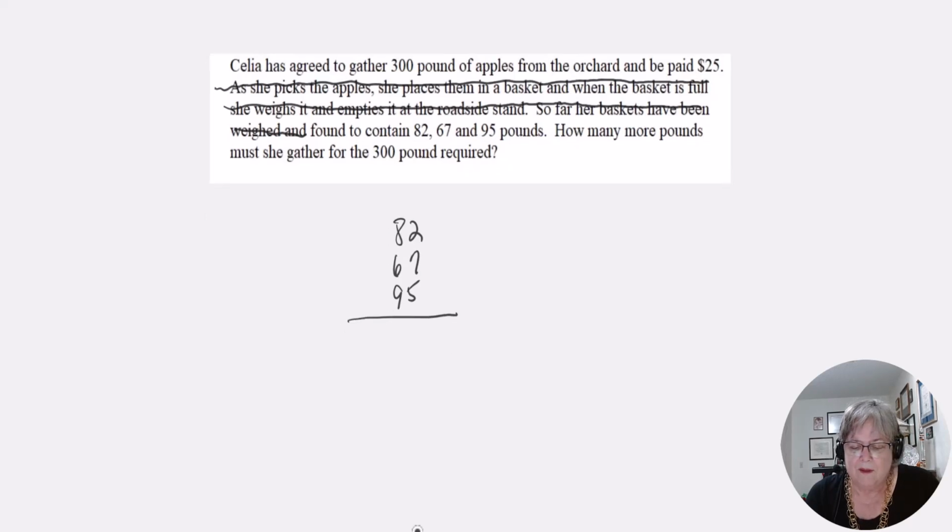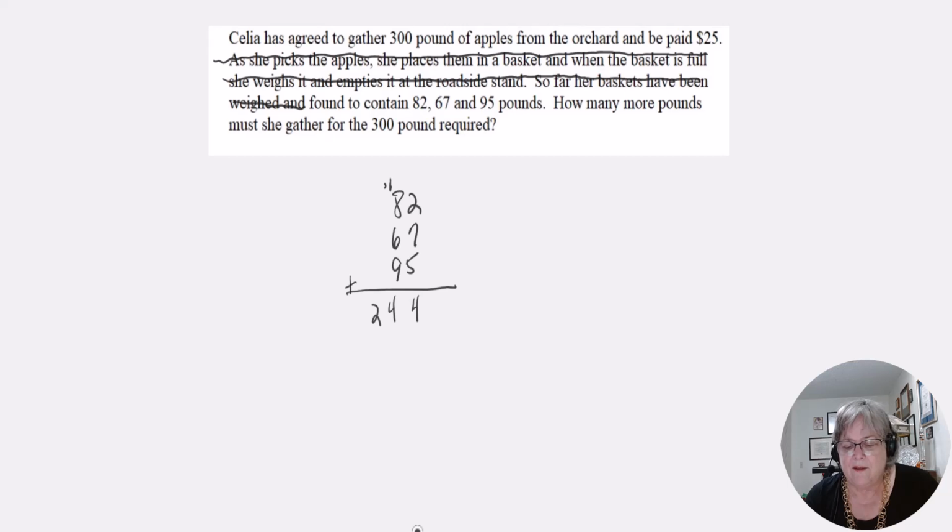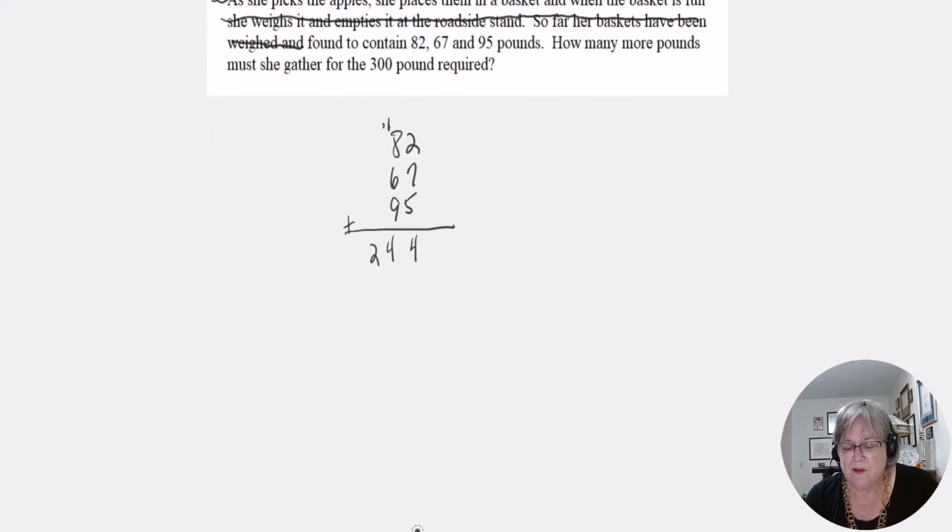All right. So 2 plus 7 is 9, plus 5 is 14. Okay. 1 plus 8 is 9, plus 6 is 15, plus 9 is 24. Now, if you want to, just saying, you could have taken this 9 and this 1 and made it 10, and 10 plus 8 is 18, plus 6 is 24. It doesn't matter how you add them together. You just have to add them accurately. So she has gathered 244 pounds so far, so she's short.